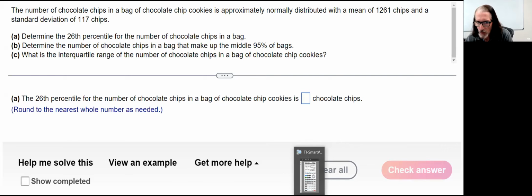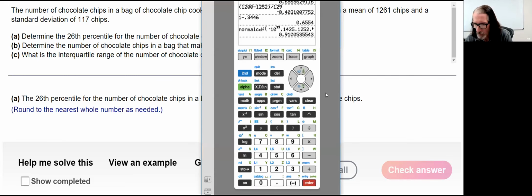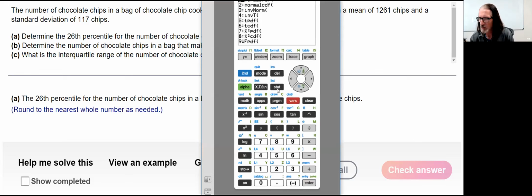Because we're looking for numbers of chips in each of these. We're working backwards from percents or proportions to go from that to what our scores were. Inverse normal on the calculator, second, distributions, third choice.